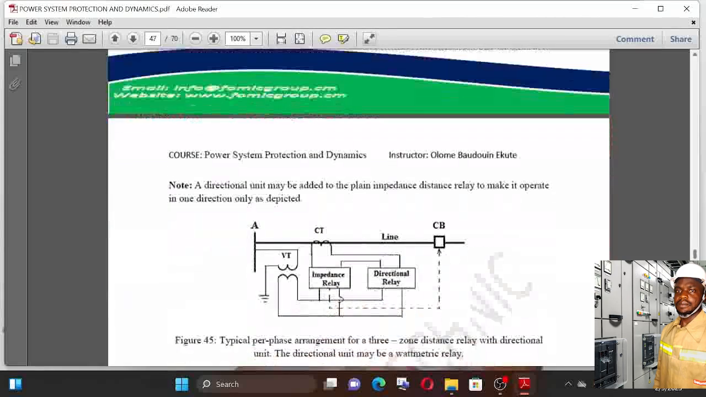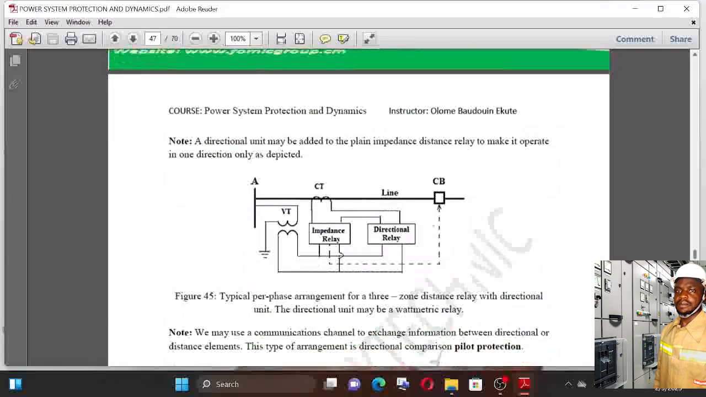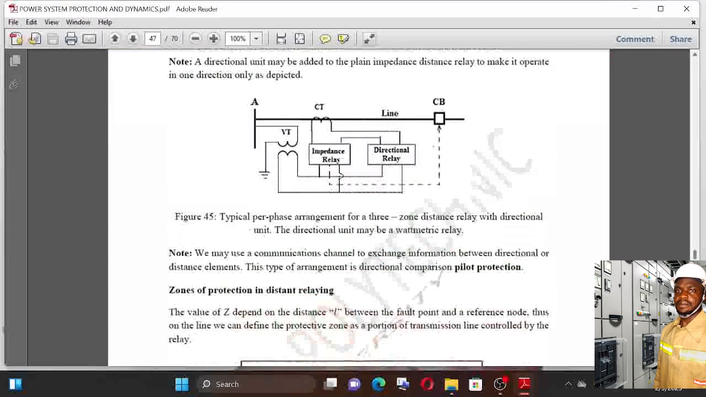Then, in order to make this relay operate for a fault in one direction, we can add what we call the directional relay. Adding the directional relay to that distance protection scheme will permit that kind of operation. You can read much more about directional relays.